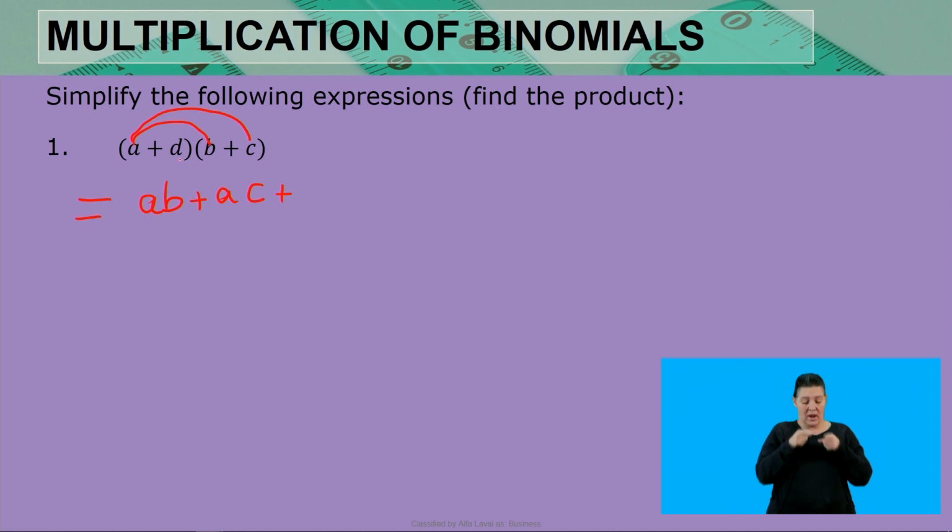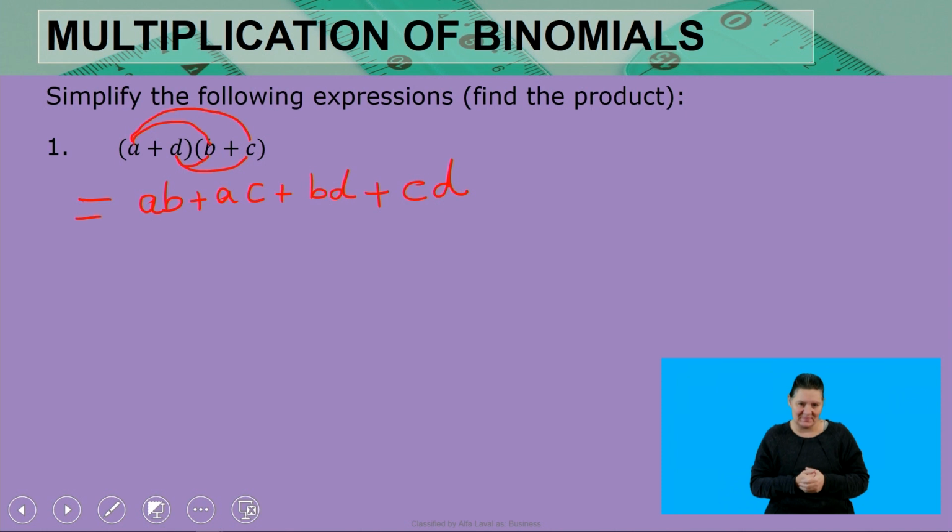We are now going to say the inner ones, which is d multiplied by b. That is going to give us an answer of bd. You can also write it as db. Remember, multiplication is commutative, so we can swap them around. And then we are still adding d multiplied by c, and that is going to give us cd. And that is our final answer there.